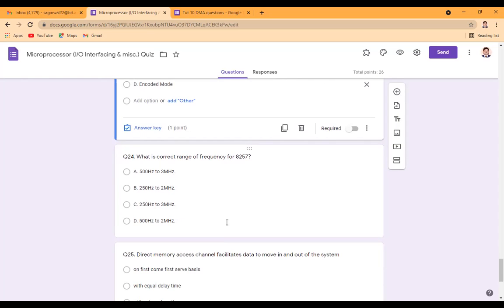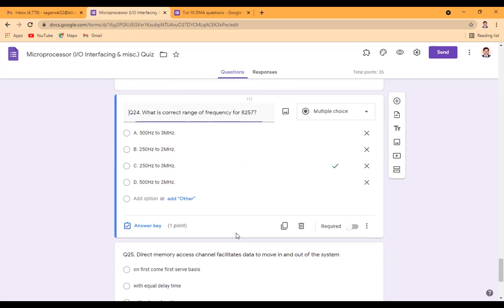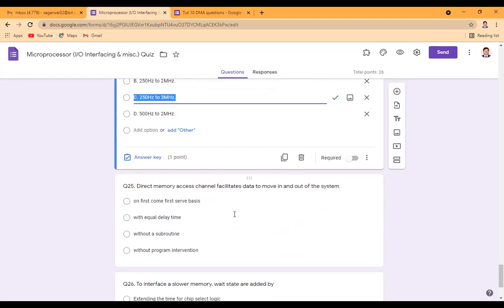The correct range of frequency for 8257 is 250 hertz to 3 megahertz. C is the correct answer.